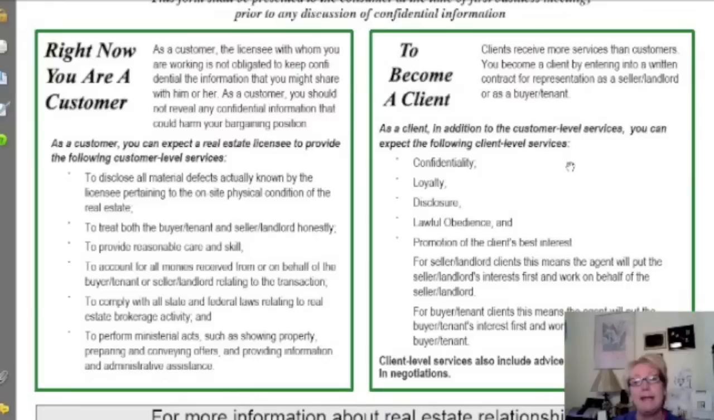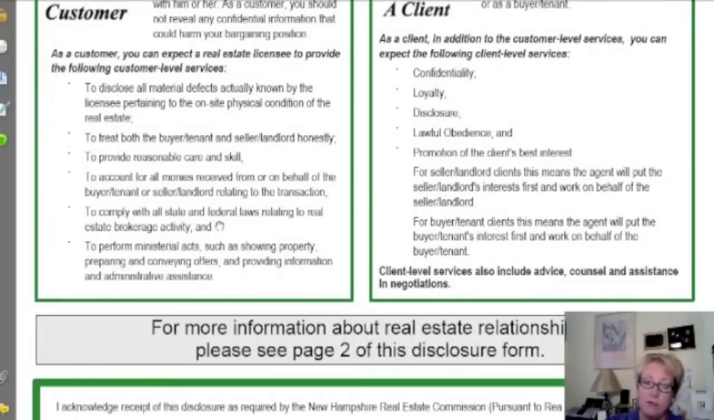So in the beginning, everyone's a customer, and they can choose to upgrade to client level services if they want, and then they get confidentiality, loyalty, disclosure, lawful obedience, and pretty well just put your best interest ahead of anything else. In a customer level relationship, the agent has an obligation to disclose all material defects, anything that agent knows, has to treat you honestly and give you good care. However, you're not a client, and so you cannot expect confidentiality and them to put your needs first.